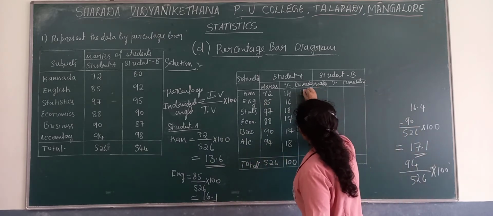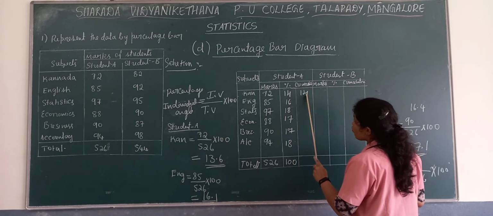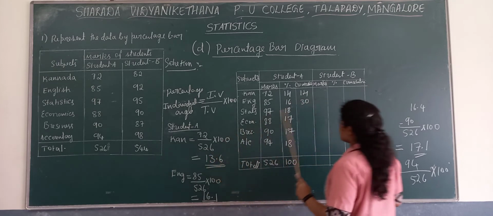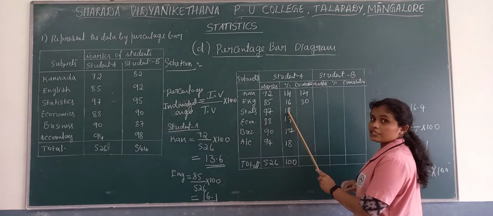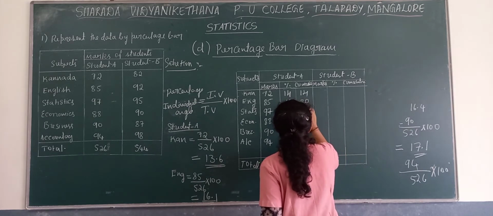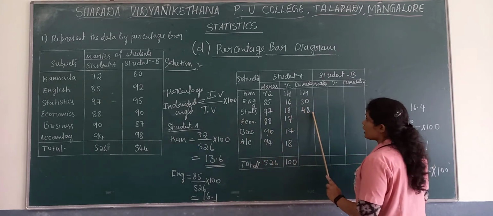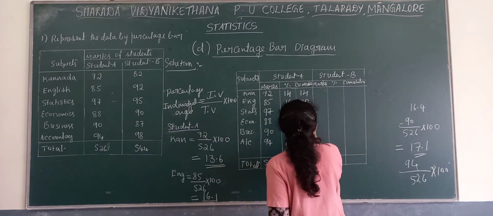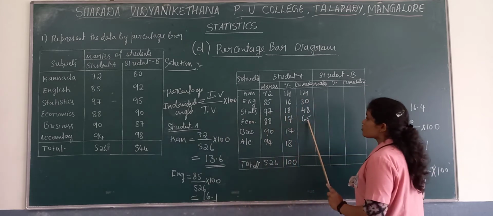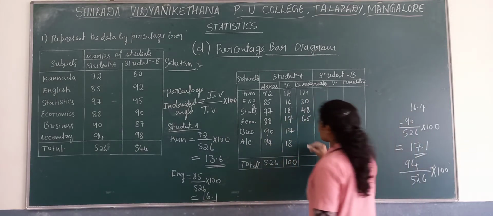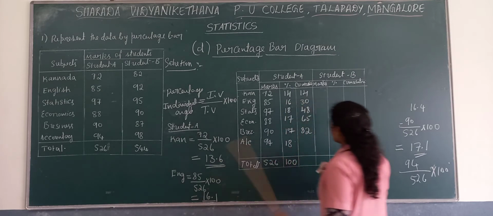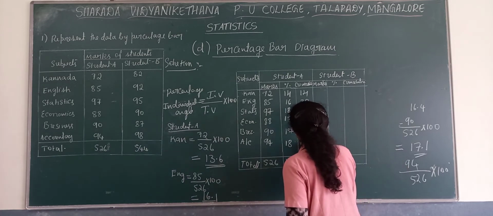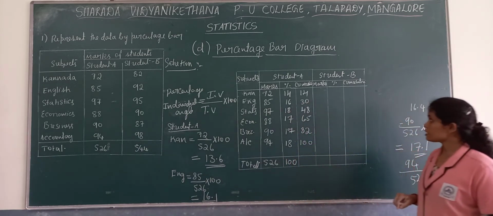Here, the first one is 14. Now 14 plus 16, we get 30. Next, 30 plus 18, we get 48. 48 plus 17, we get 65. 65 plus 17, we get 82. 82 plus 18, now you need to get the total 100. Correct. Our total calculation is correct.